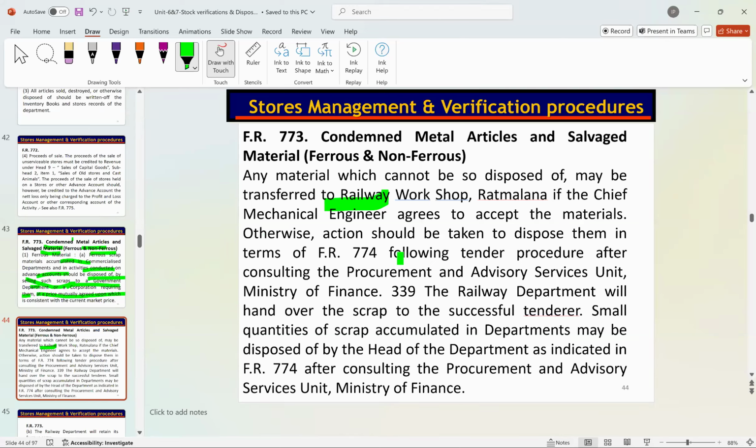So Sir, excuse me. Yes, please. Sir, when we go to the auction, do we need to put a minimum amount for the auction items? Like once we decide to auction, dispose the items, so we can go for an auction, and then do we need to put a minimum amount for the auction items?